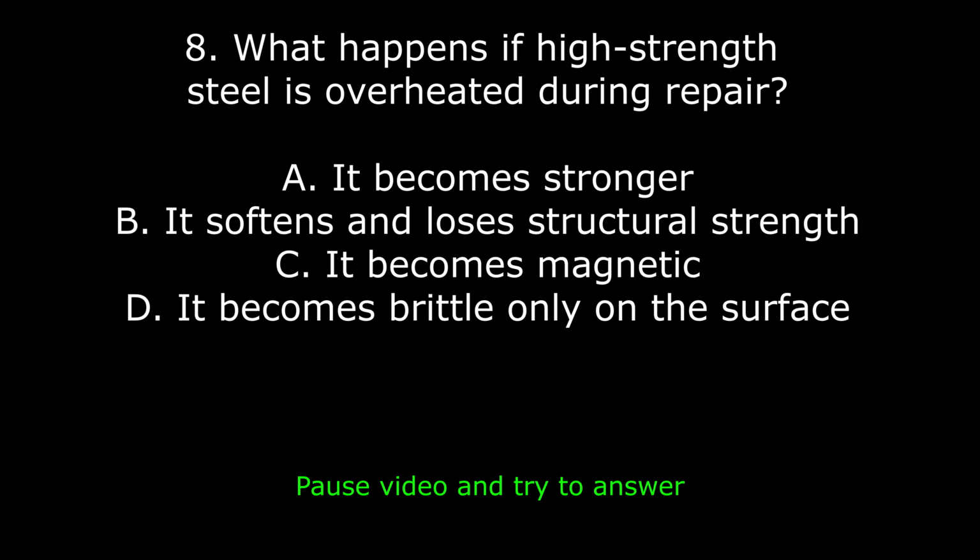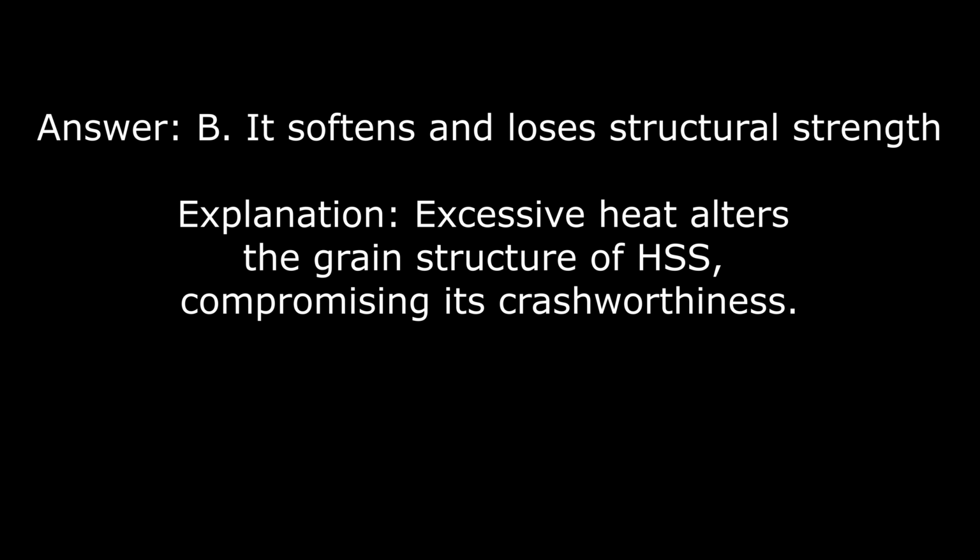8. What happens if high-strength steel is overheated during repair? A. It becomes stronger. B. It softens and loses structural strength. C. It becomes magnetic. D. It becomes brittle only on the surface. Answer: B. It softens and loses structural strength. Explanation: excessive heat alters the grain structure of HSS, compromising its crashworthiness.